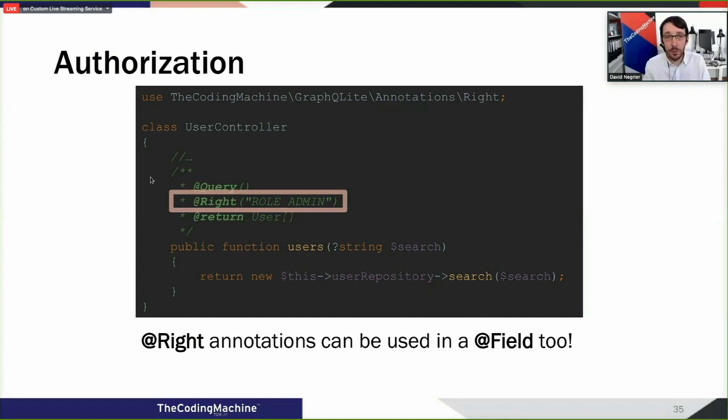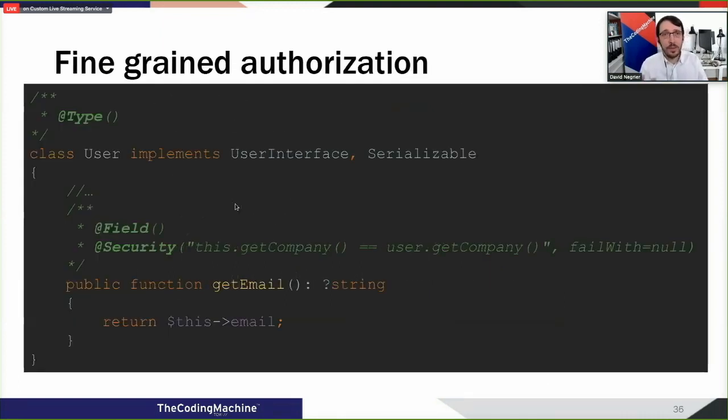There is built-in support for authentication and authorization that is plugged into your favorite framework, Laravel, Symfony, whatever. But basically, if you are using the Right annotation and passing the name of a right, then this query will be visible only if the user that is currently logged in has this right. You can also use the Right annotation on fields directly. You can even do fine-grained authorization, if you want to say that some objects can be seen, but not others.